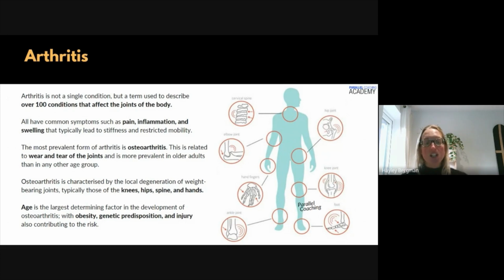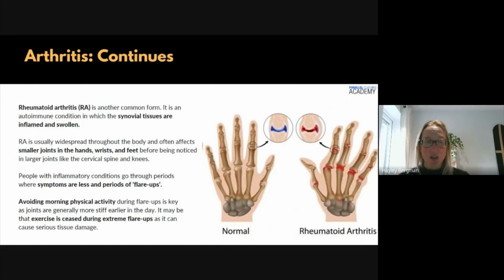Next thing is that age is the largest determining factor in the development of osteoarthritis, with obesity, genetic predisposition, and injury also contributing to the risk. So let's go on and find out more about rheumatoid arthritis as another popular or most common type of arthritis.